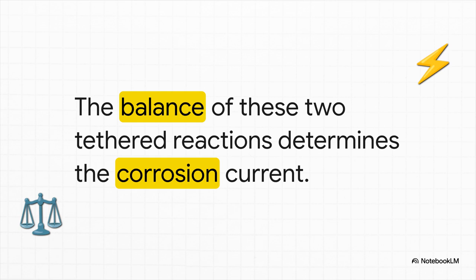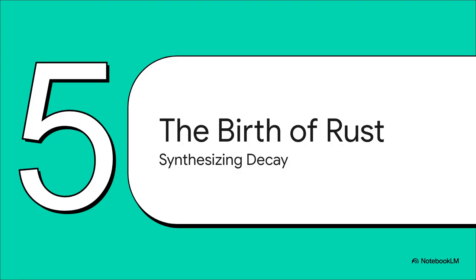This constant flow of electrons is known as the corrosion current. So, if you were to measure this current, you are directly measuring the rate of material degradation. Fast reduction means fast oxidation, which means incredibly rapid destruction of the metal. And that brings us to our final section, number 5, the birth of rust.